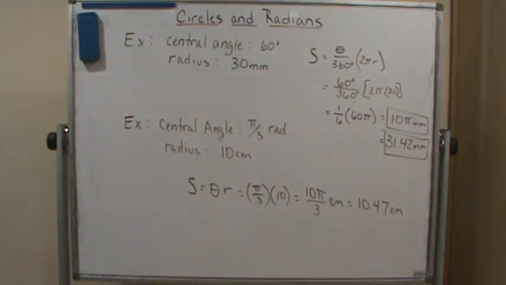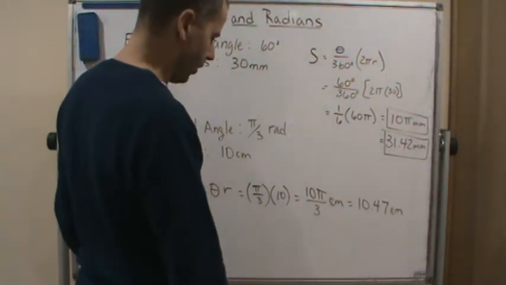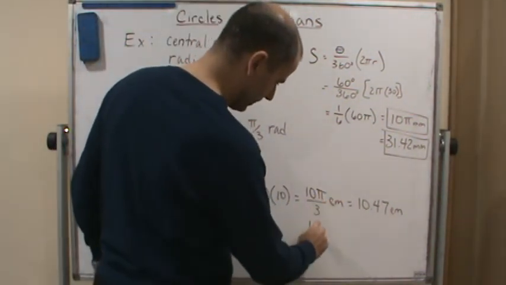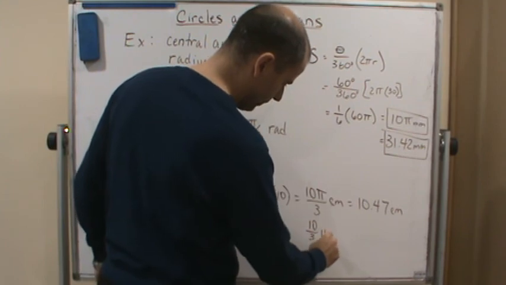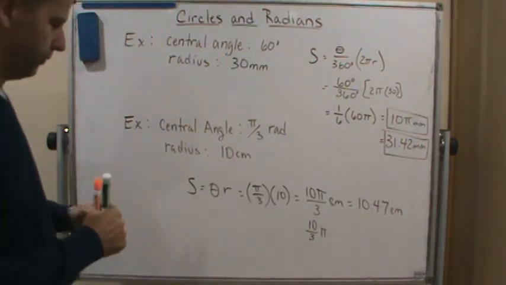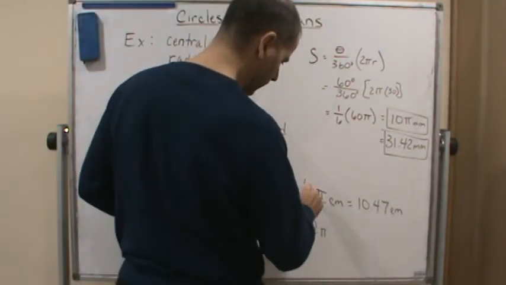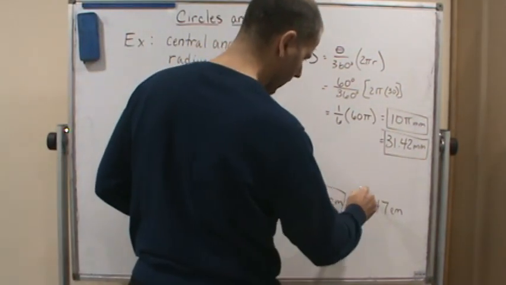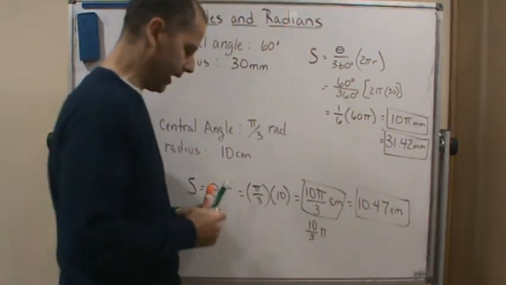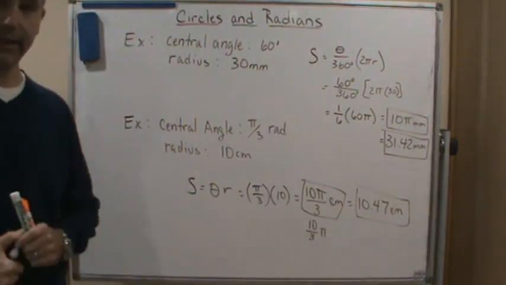10.47 centimeters, is that right? Yep. Okay. Oh, by the way, you could write this as 10/3 pi as well, if you wanted. Same thing. But this would be the exact answer, either one of those, and this would be the approximate answer. And that's it.